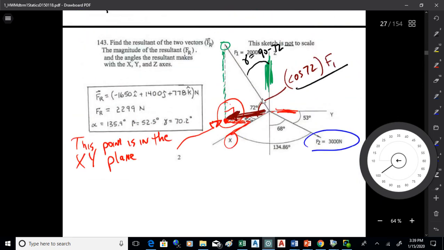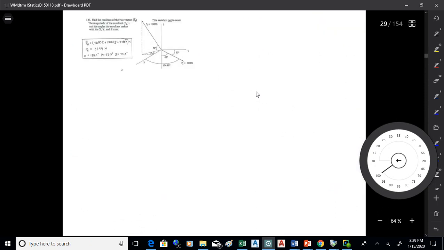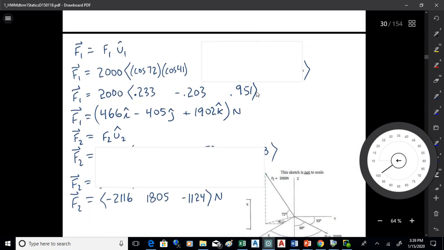So we good with that? Okay. So there's the final number there on F1. You can kind of check your work. F2, I'll let you figure out. Add F1 and F2 together, you get the resultant is what you'll get.